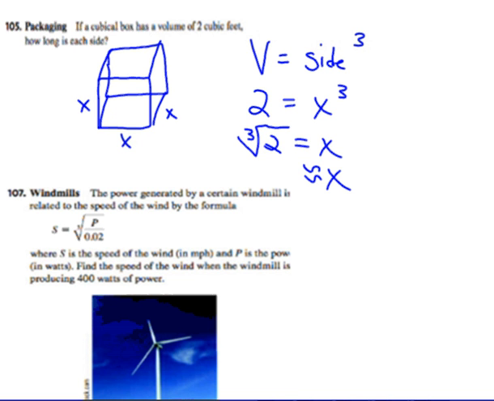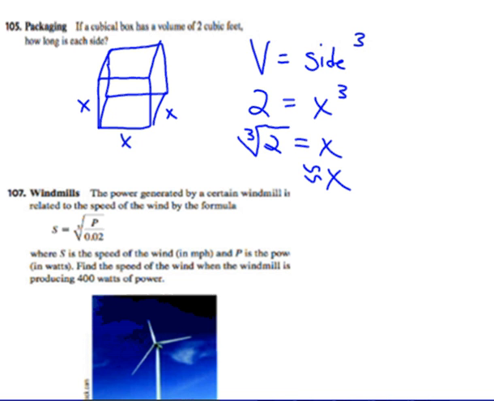This problem's a little awkward because of this 2. 2 doesn't have a perfect cube root, right? So what if it did? Let's think of a problem that has a perfect cube root. Let's say the volume was 27. What would it be if the volume was 27 cubic feet? What does a cubic foot look like? It's like a box that would hold a basketball. So what if we had 27 cubic feet?